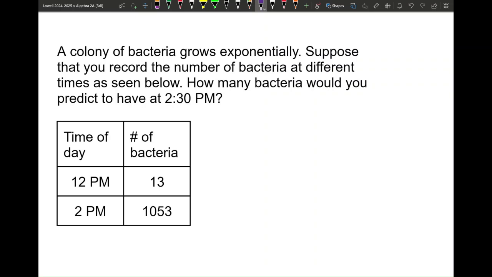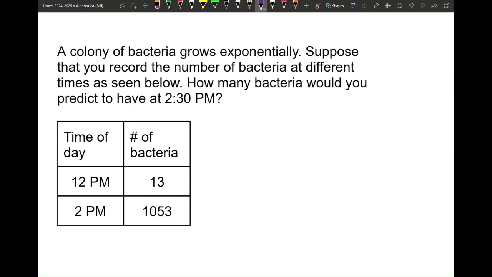Greetings. So in this video, we have an exponential functions word problem. In this situation, we have a colony of bacteria, a pretty typical situation for an exponential function, and this colony grows exponentially. Suppose that we started some experiment at noon with 13 bacteria, as shown in this table. Then we also recorded the population 2 hours later at 2 p.m., and that population was 1053. The question is, how many bacteria would we expect to see at 2:30?